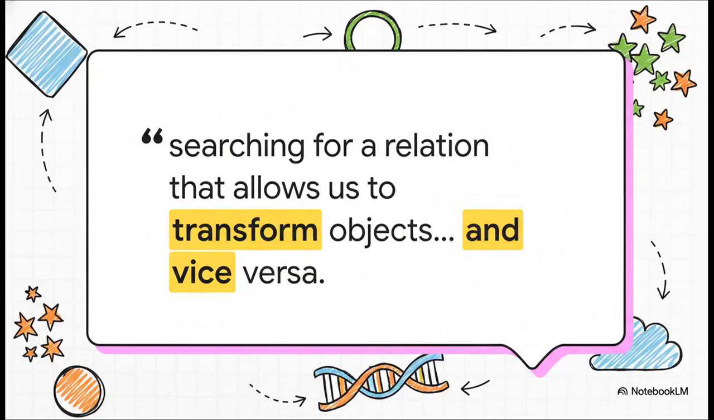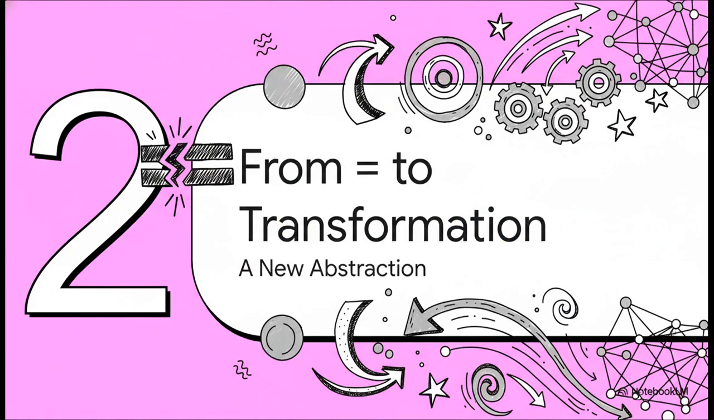Exactly. They're not looking for another way to say two things are the same. As they say right here, they're on the hunt for a symbol that can actually represent transformability itself, the magic of how one thing can actually turn into something else, and maybe even turn back again. Okay, so if the good old equal sign isn't up to the task, what do we replace it with?